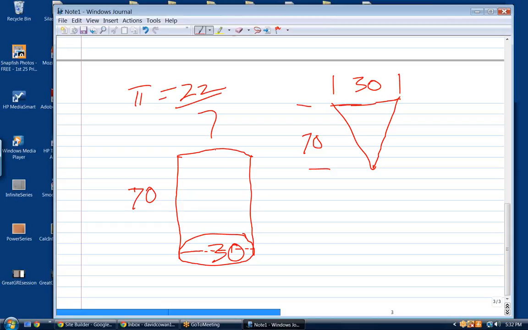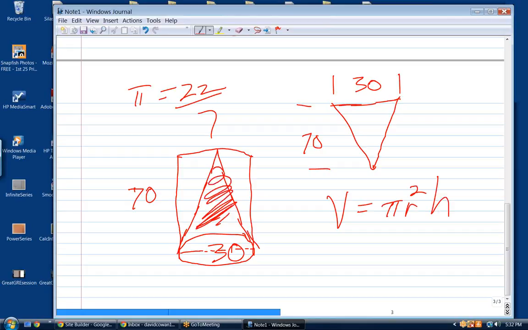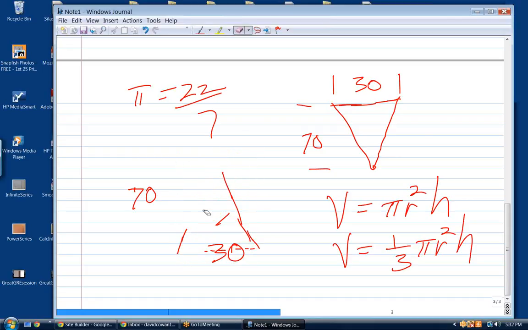Well, the moment you take that can of soup and shave off enough to be left with a cone, you have to shave off 2/3 of the material. So the volume for a can of soup is pi r squared times height. So the volume for just this part here is 1/3 of that: 1/3 pi r squared times height. And it's 1/3 whether it's a right cylinder or a square pyramid.